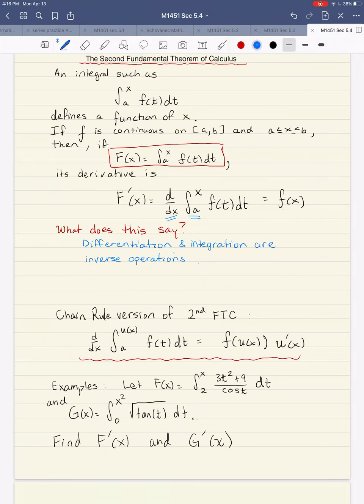That's just analogous to, say you have the square root of an expression and then you square it. Well, you get rid of the square root sign by squaring it. You get rid of an integral sign by taking its derivative.